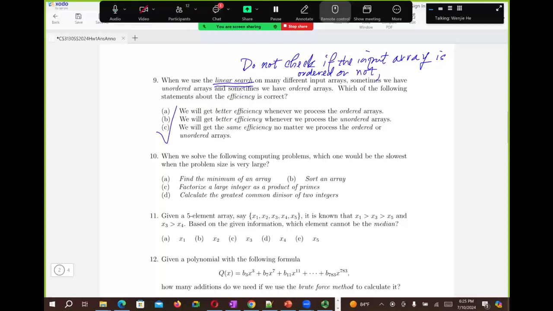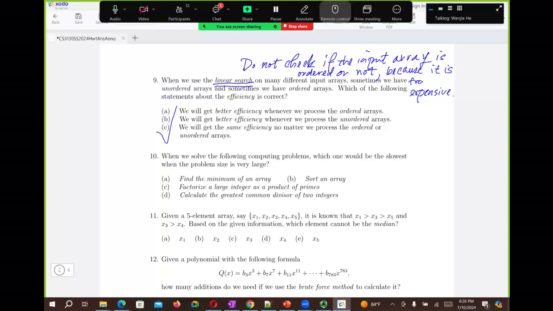You never check it because it is too expensive. The checking is too expensive. Too many comparisons. So we don't do it. We just do the linear search directly. And if you do not do the checking, how do you know whether the given array is ordered or not? You never know it, right?